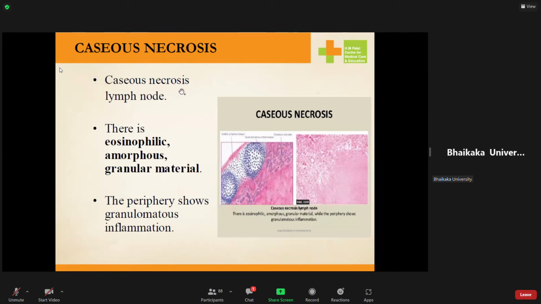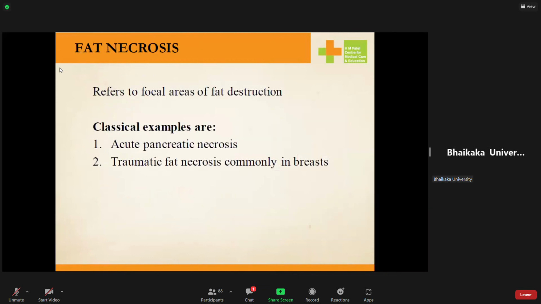Caseous necrosis is also most commonly seen in the lymph node, and it gives the same appearance as we have seen in the lung. Then fat necrosis refers to a focal area of fat destruction. The classical examples are acute pancreatic necrosis and traumatic fat necrosis, which is seen in the breast.